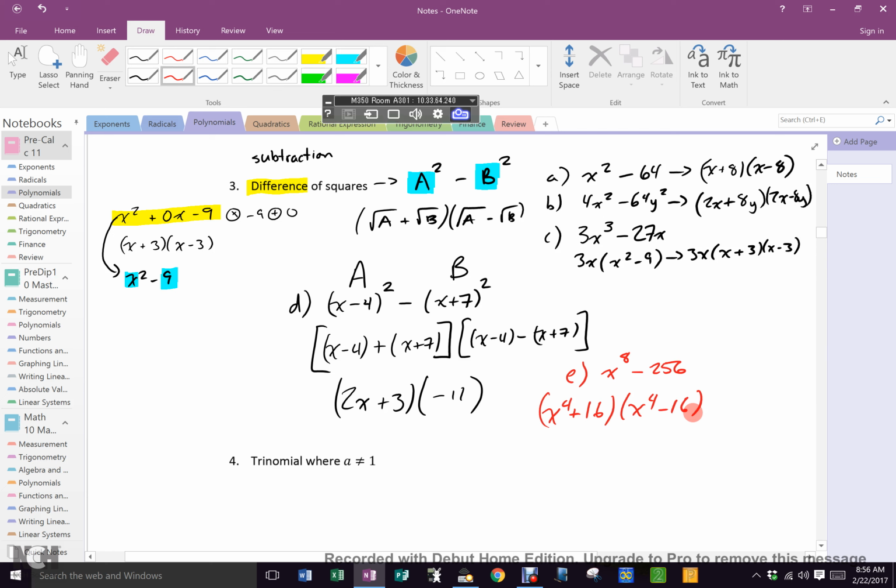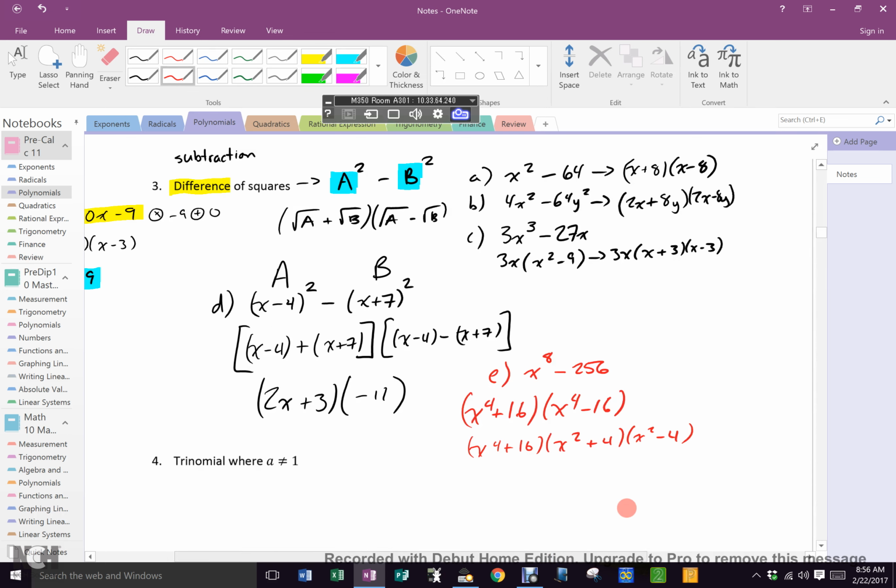Why not? Because that's got a square root and that's got a square root, doesn't it? So I have x to the 4th plus 16, x squared plus 4, x squared minus 4. Am I done? No, why? I'm going to do the same thing with the 4s. x plus 2, x minus 2. Now am I done? Because you can't do anything with addition. So the answer is x to the fourth plus 16, x squared plus 4, x plus 2, x minus 2.